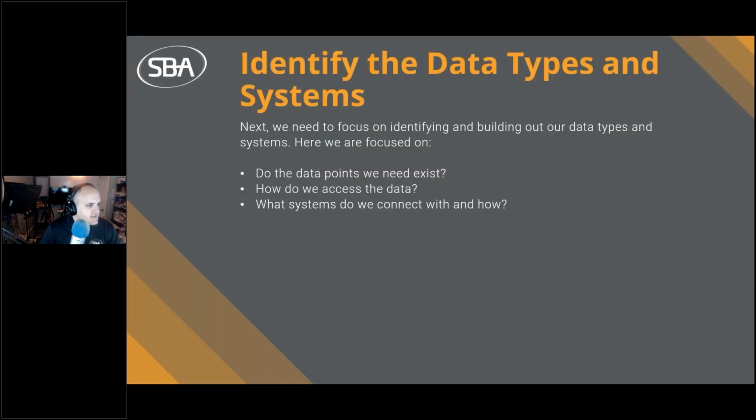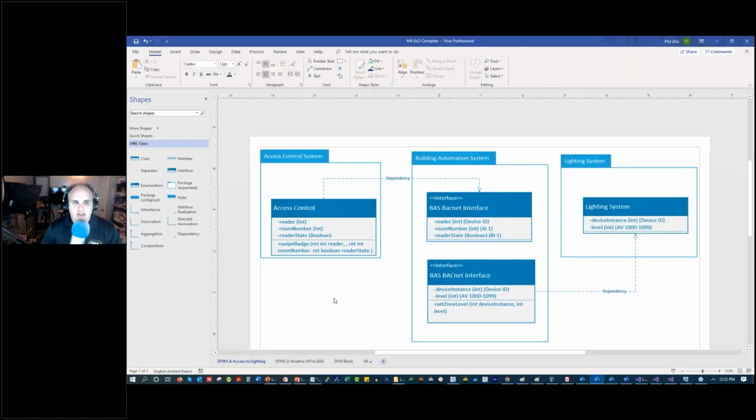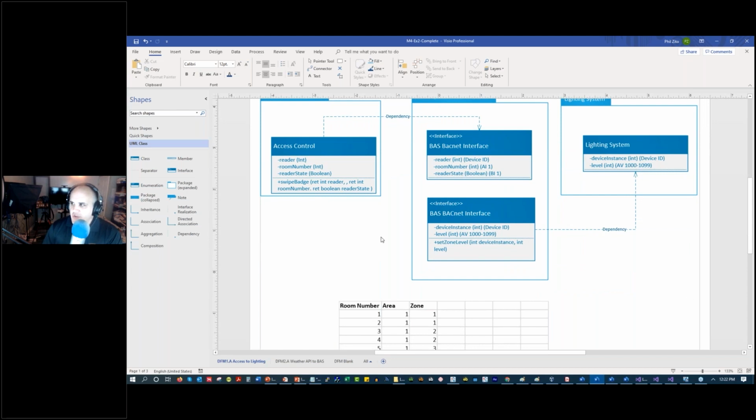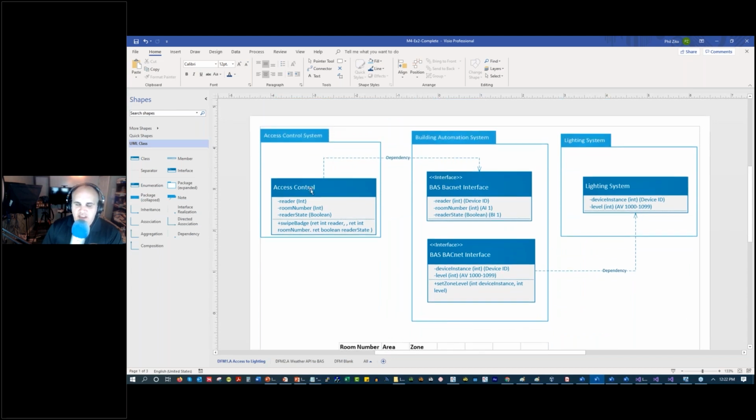Okay, so now we need to start considering the data. What we're going to use here is a basic data structure for relational databases. We're going to have the access control system. The access control system data has a reader that is in form int, room number that is in form int, and reader state that is in form boolean. It supports the function swipe badge, which returns the int reader, the room number, and boolean reader state. So you'll get this information by working with the manufacturers to understand their data structure.